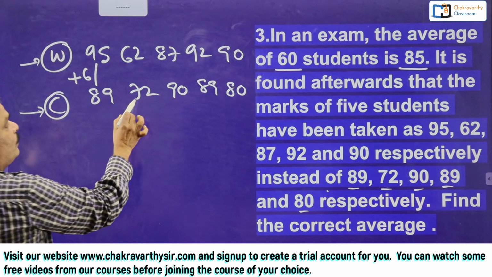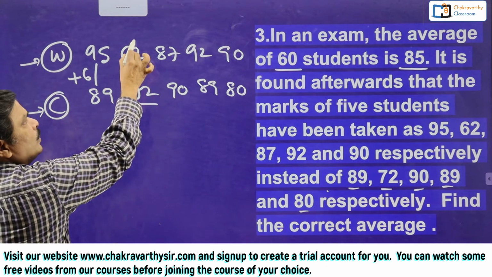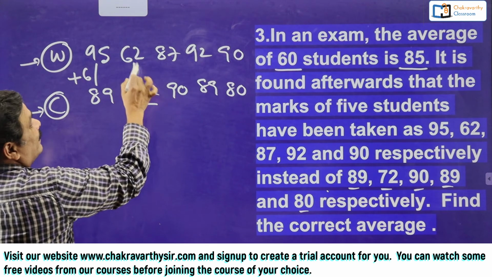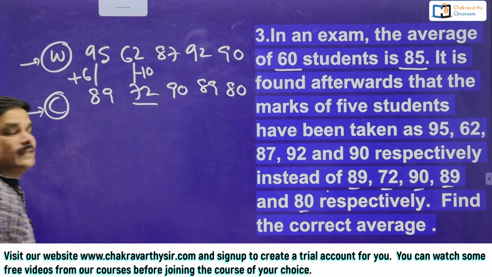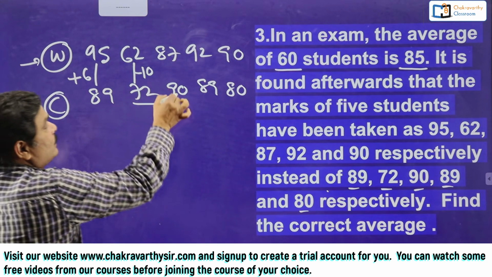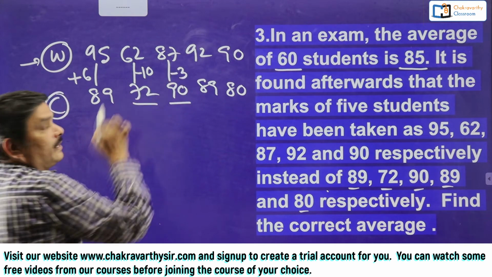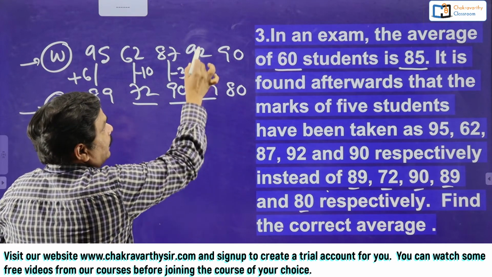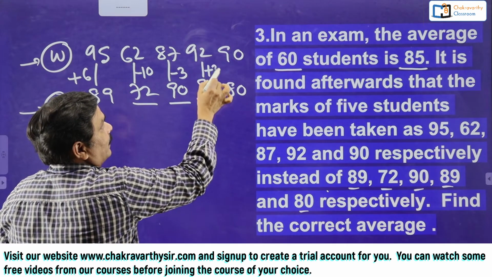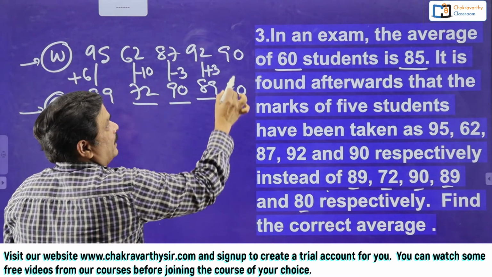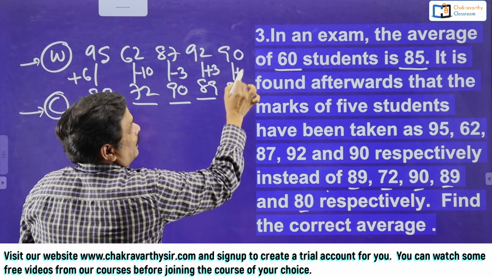Now actually they have to take 72, but they took only 62. That means they have taken minus 10. That's it. Now here they have to take 90, but they took only 87, minus 3. Now they have to take 89, but they took 92, so plus 3. Now here they should take 80, but they have taken 90, so plus 10.